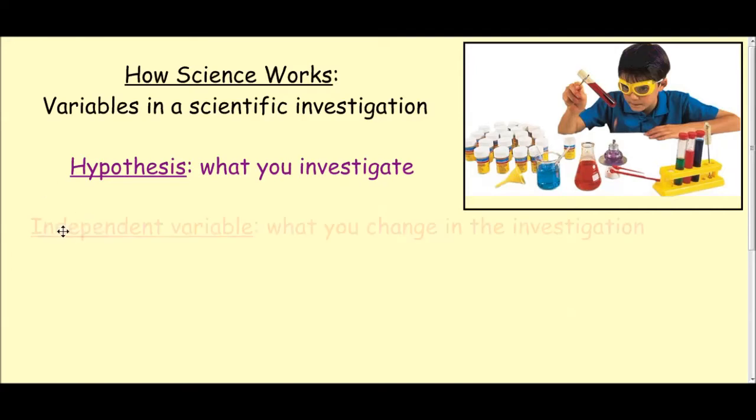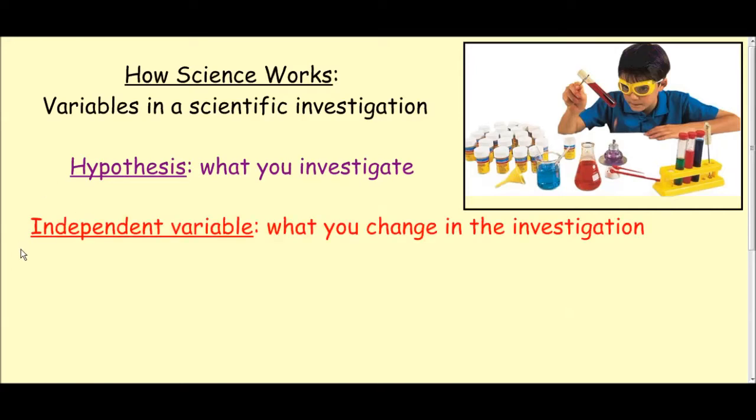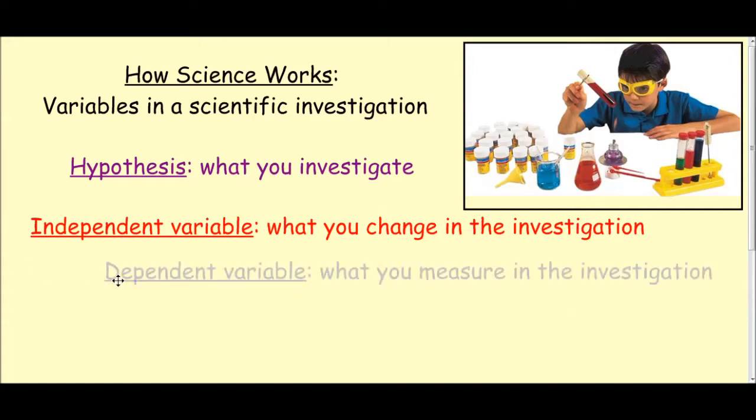The independent variable is that one factor that you will change in the investigation. This is what you're trying to find out about. The dependent variable is what you're trying to measure. This is the second thing you're trying to find out about.